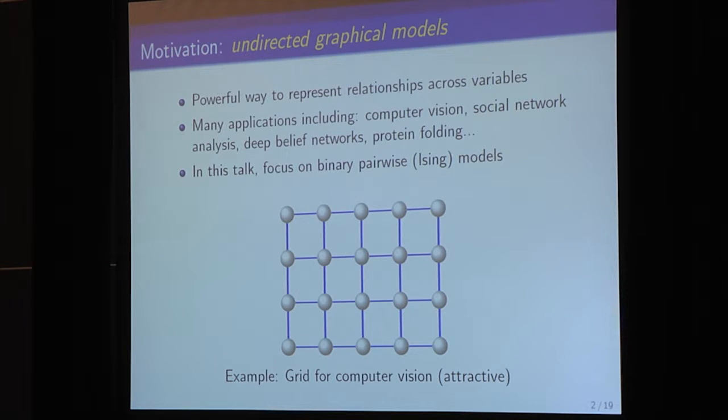So let's look at some examples. Here at the bottom, we have a typical grid from a computer vision application. Here, each variable would represent a pixel. And because in the real world, objects are contiguous, suppose we're trying to identify whether pixels are foreground or background, they're likely to take the same value if they're adjacent to each other. So all the edges here are attractive. And if we have a model where all the edges are attractive, we call that an attractive model.